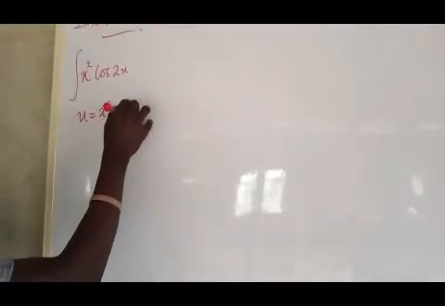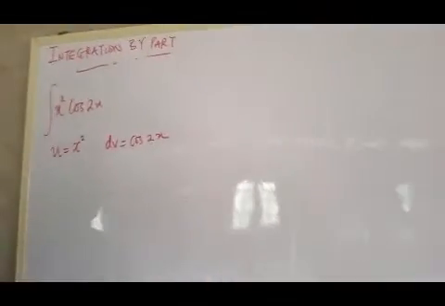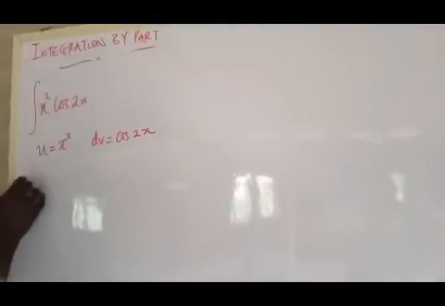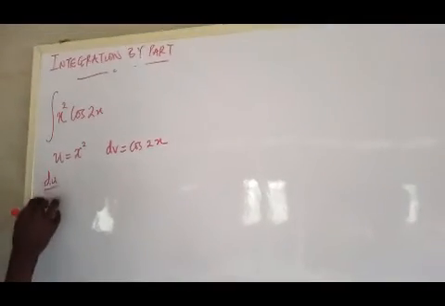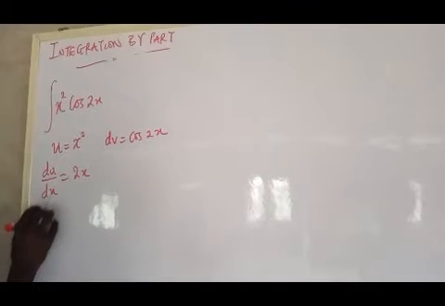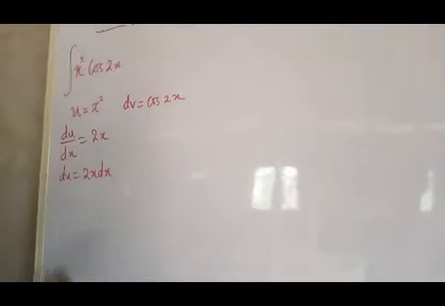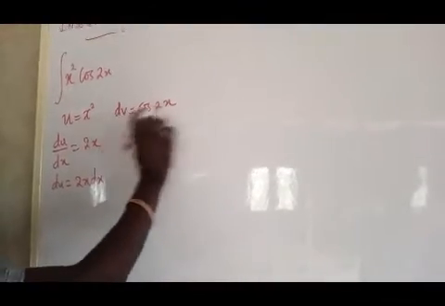X squared, and your dv is what? Cos 2x. Now differentiate your u. Your du/dx will be what? 2x. So that means your du is equal to what? 2x dx. Alright.